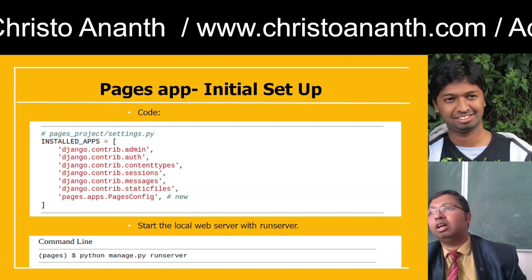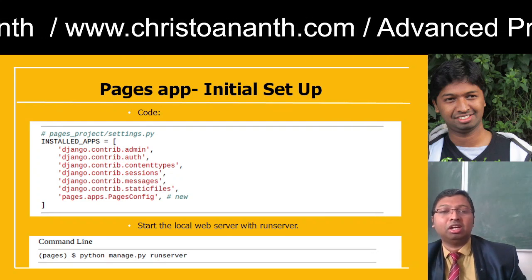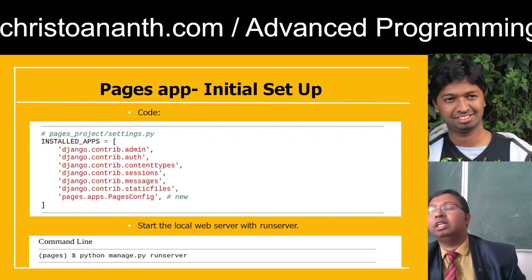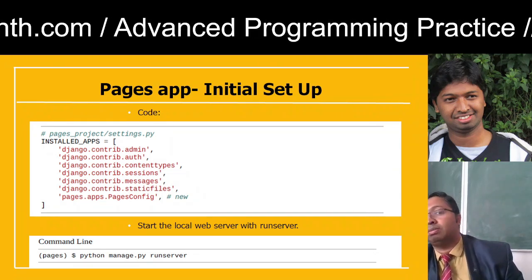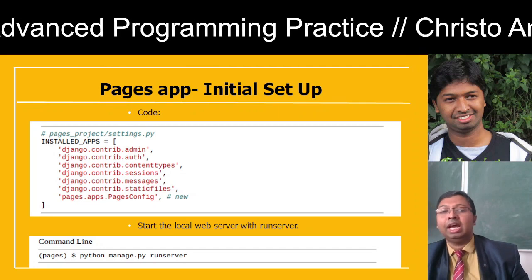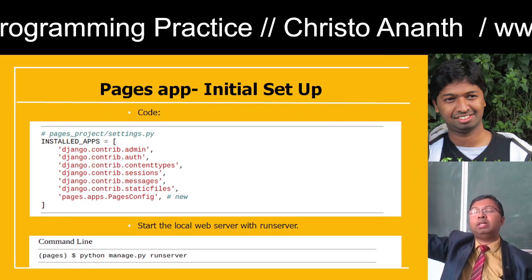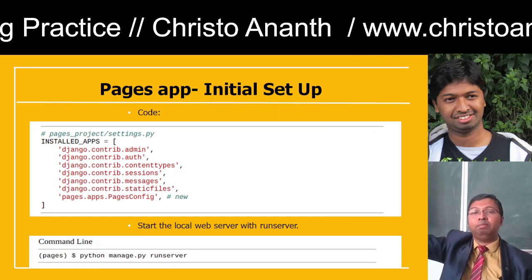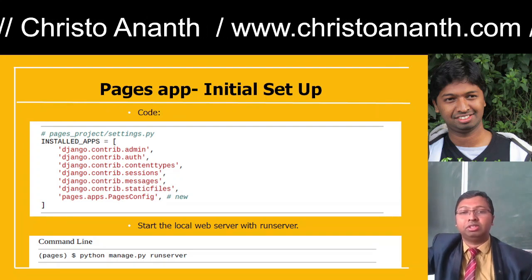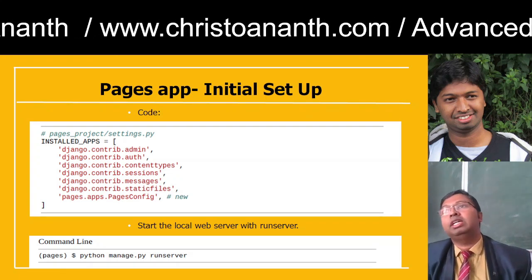django.contrib.admin, django.contrib.auth, django.contrib.contenttypes, django.contrib.sessions, django.contrib.messages, staticfiles, and finally, if you can remember the hello world app, same thing we saw, pages.apps.PagesConfig. Okay, so that is the new thing that we are trying to add.